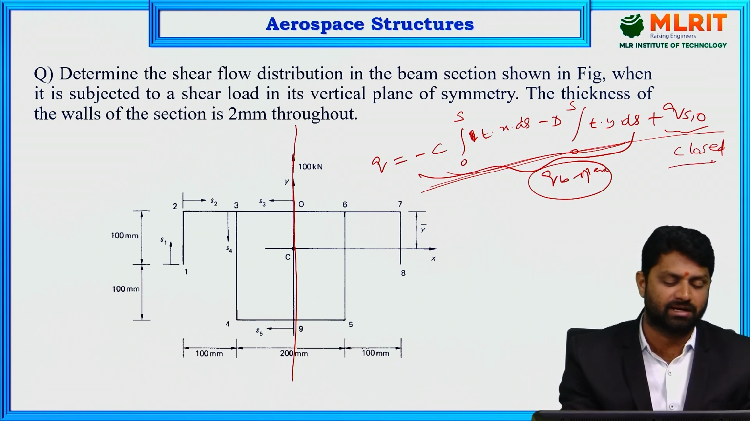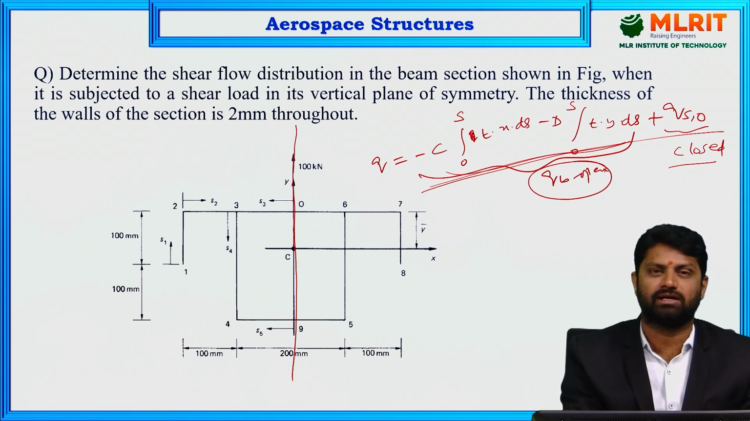and then you have to make a cut somewhere in the section and there calculate the rest of the open section shear flow, and then you have to take moment about a suitable point, and then you can find out the shear flow in closed section beams. Okay, so that's how we solve this problem.